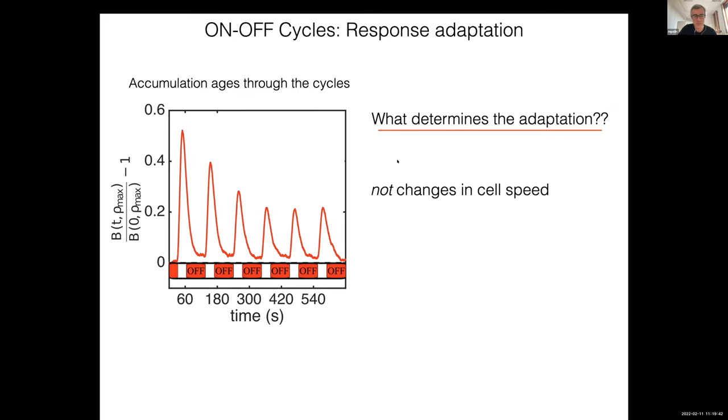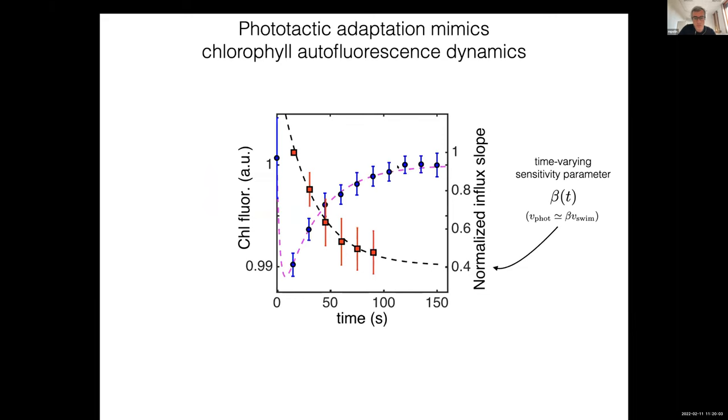We tried to think about it a little bit, doing an educated guess, and it turns out it's not changes in cell speed, which would be due to photokinesis, and it's also not due to a higher proportion of negatively phototactic cells. Instead, what we found out is the following.